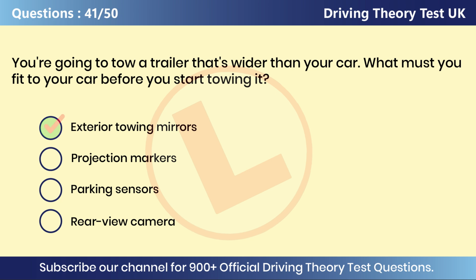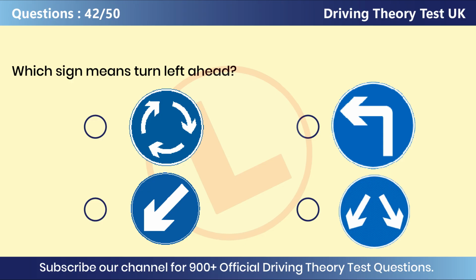A. Exterior towing mirrors. Question 42. Which sign means turn left ahead? B.